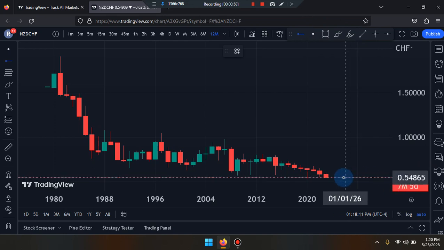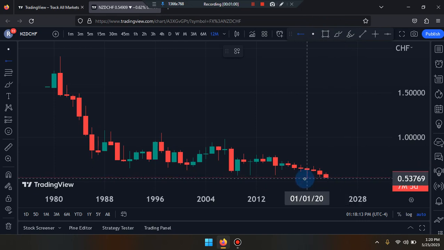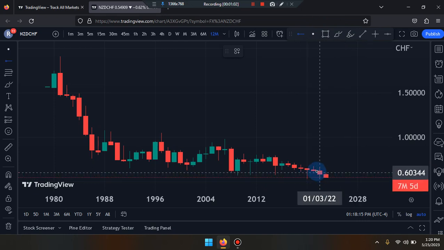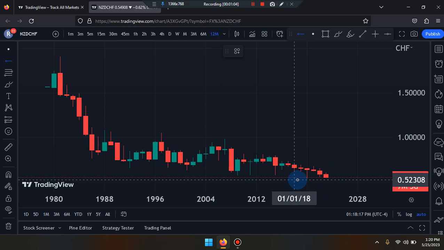So if price action pushes down, it can head down to the bottom of that fourth to last candle wick, which is a little bit above currently now, and that can lead down to numbers of 0.52308.